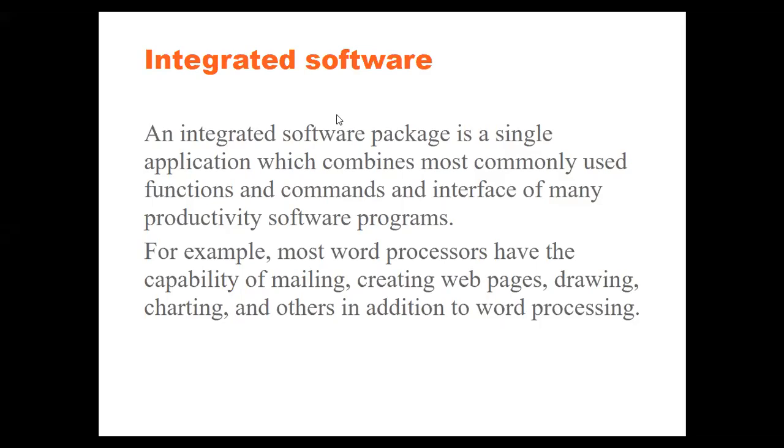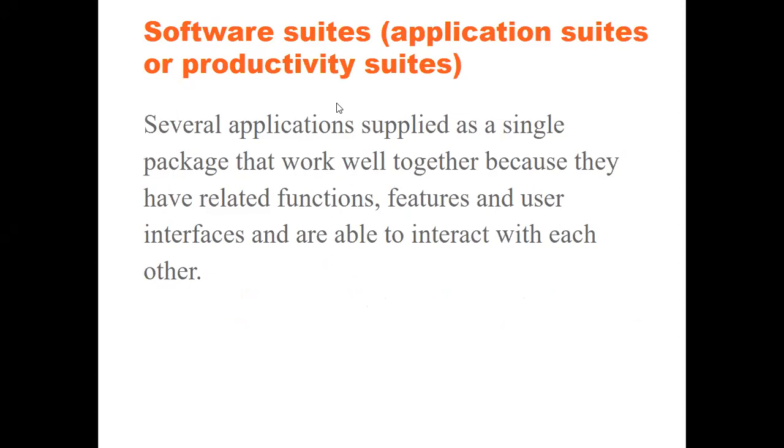So we've explained what integrated software is. Then we look at what we call a software suite. When you look at a software suite, we are looking at a collection of so many applications that are supplied as one package. So you buy it once, but it has so many other programs that come with it. The best example is Microsoft Office Suite. It's actually called Microsoft Office Suite. Another good example is what we call Adobe Suite. They call it Adobe Productivity Suite.